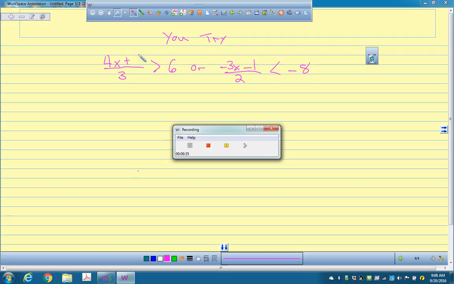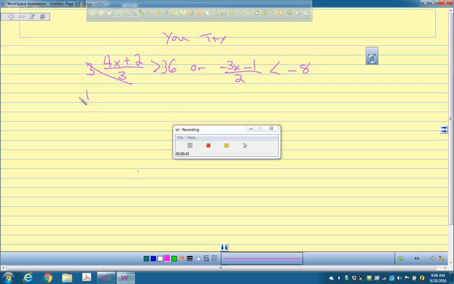So I meant to write down a 2 here. But first you would multiply this equation both sides by 3, right? And you'd get 4x plus 2 is greater than 18. Then you would subtract 2 from both sides. 4x greater than 16, divided by 4, x is greater than 4.